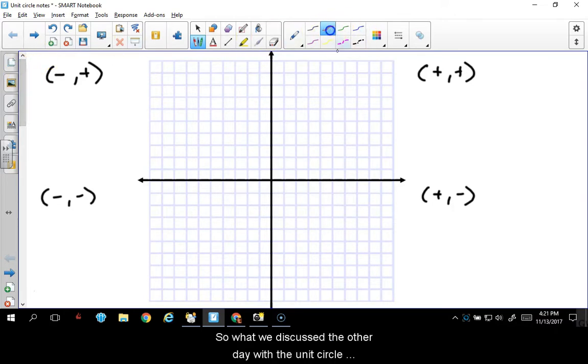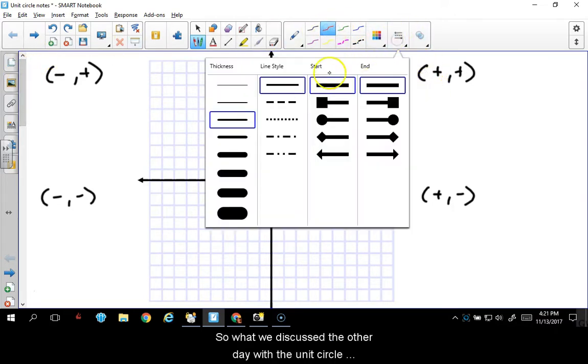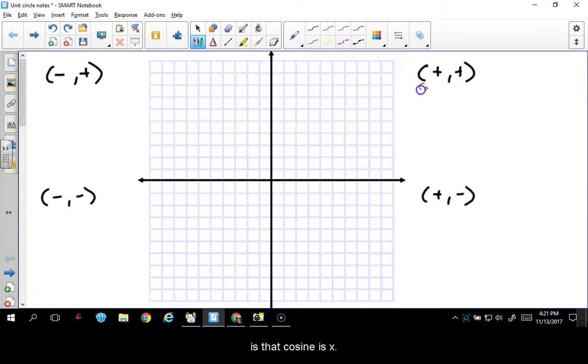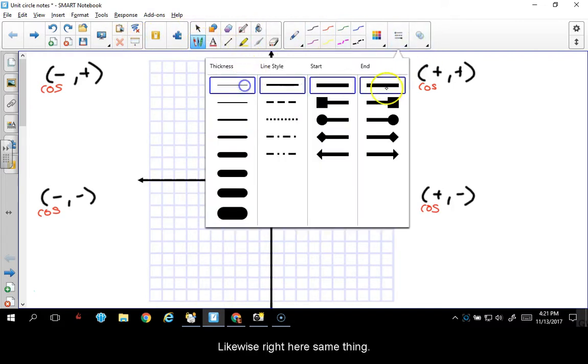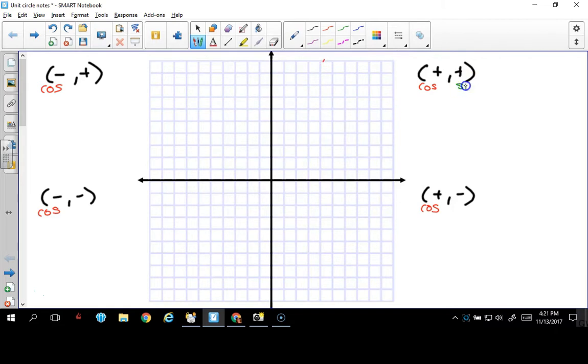So what we discussed the other day with the unit circle is that cosine is x. So in each of these quadrants, wherever x is positive or negative, cosine is positive or negative. Likewise, right here, same thing, sine is my y value. So if the y value is positive or negative, my sine value is positive or negative. That seems to make sense to most people.